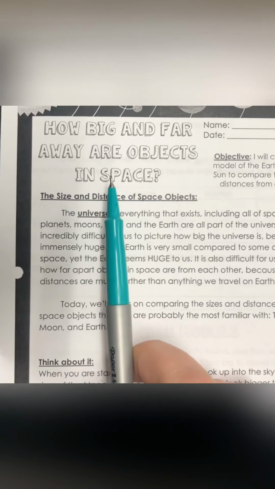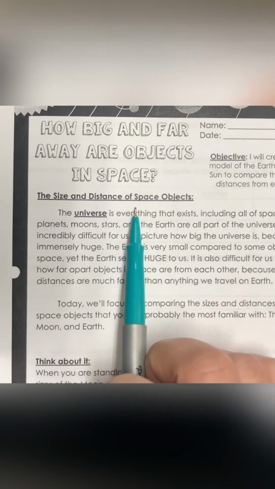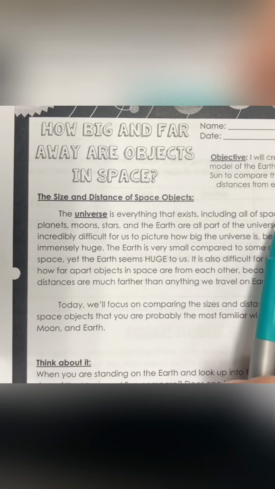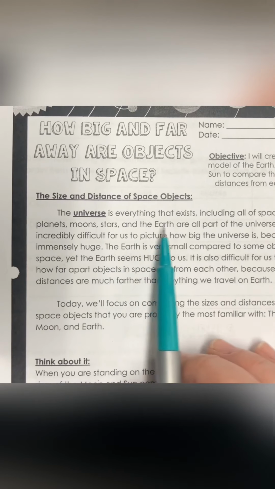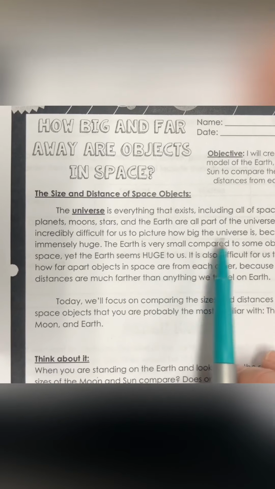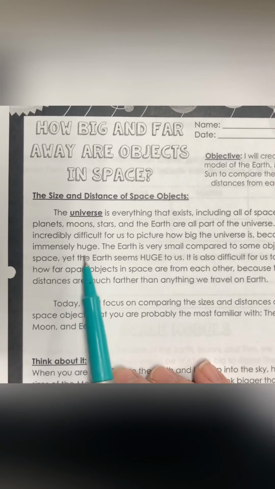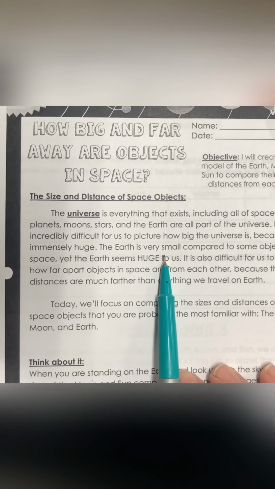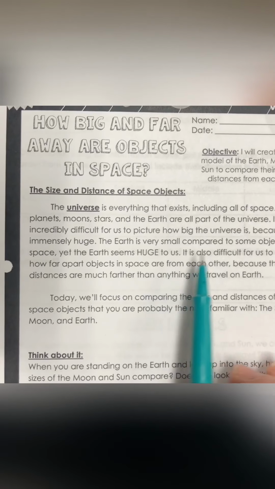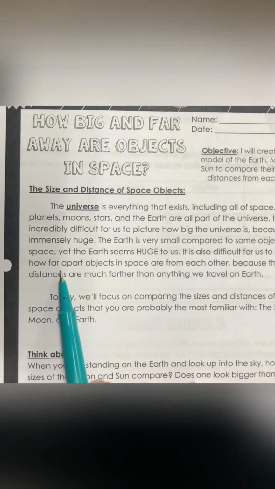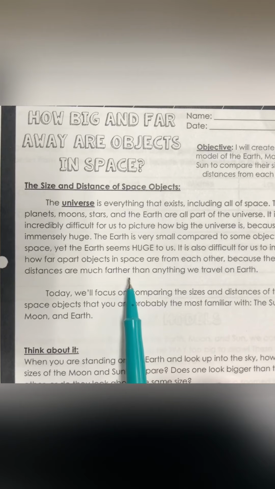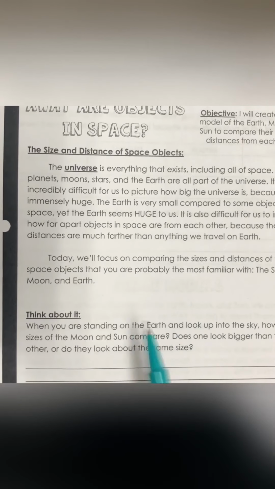How big and far away are objects in space? The size and distance of objects. The universe is everything that exists, including all of space. The planets, the moon, stars, and the Earth are all part of the universe. It is incredibly difficult for us to picture how big the universe is because it is immensely huge. The Earth is very small compared to some objects in space, yet the Earth seems huge to us. It is also difficult for us to imagine how far apart objects in space are from each other, because the distances are much farther than anything we can travel on Earth.